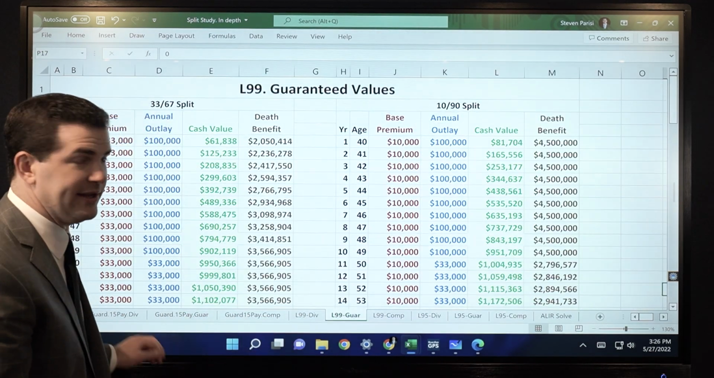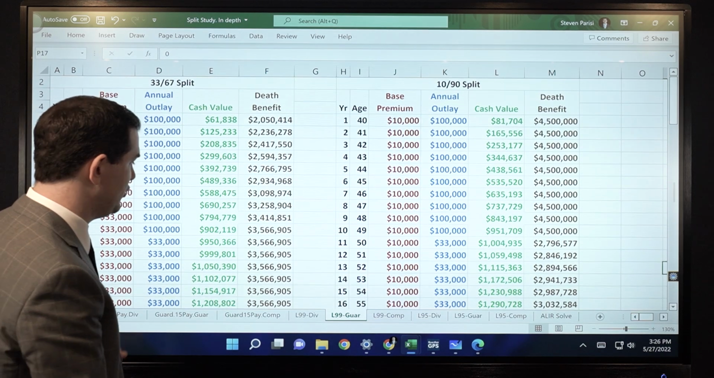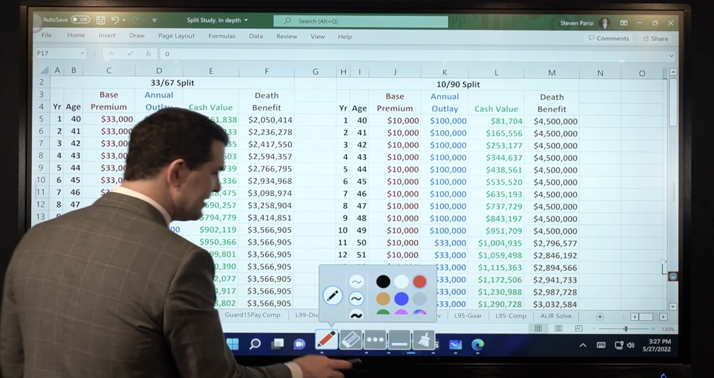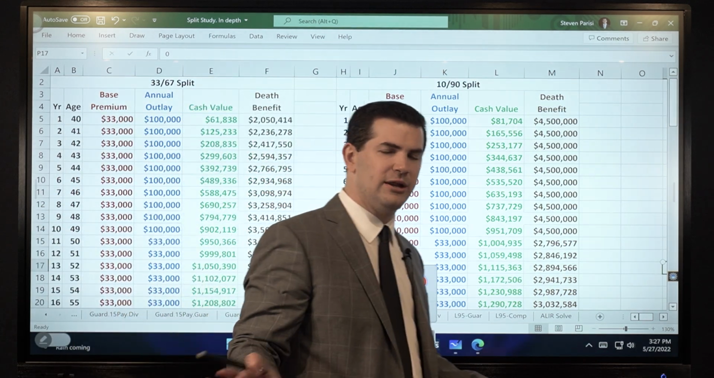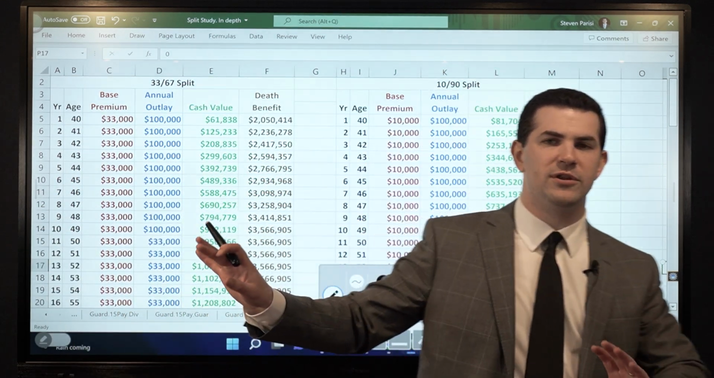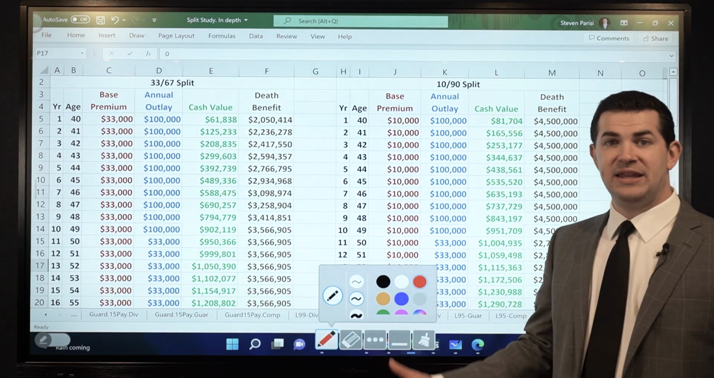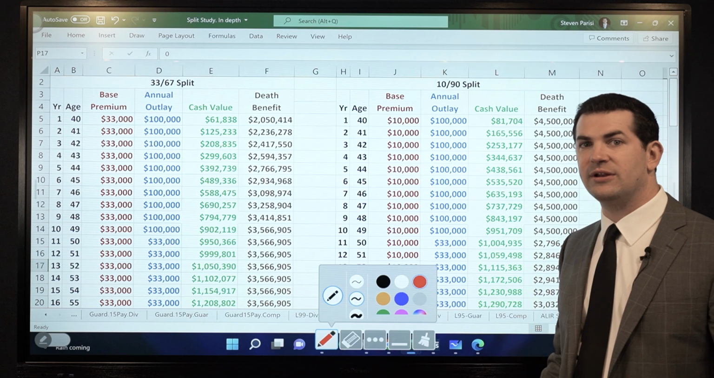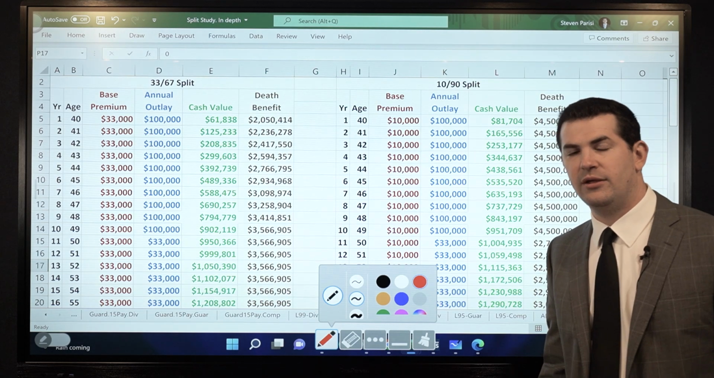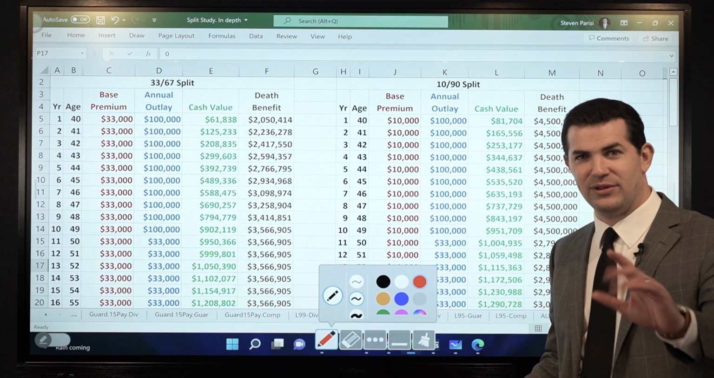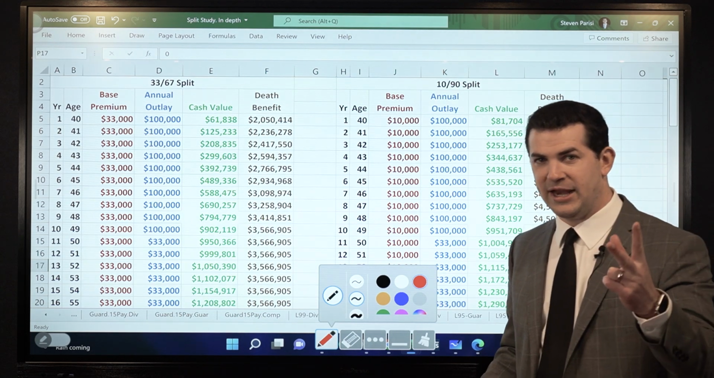Let's look at the guarantees. This is going to tell a much different story. So here we go. Remember that statement we made about dividends, how on an illustration they're more favorable to base premium dollars than PUA dollars? When you strip the dividends and look at just guarantees, it's a different story because you're leveling the playing field as far as how that guaranteed rate is applied to base premium dollars and paid up additions.